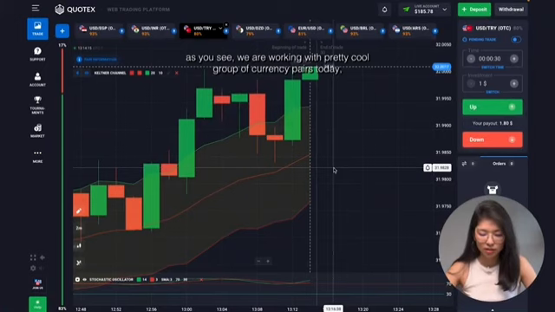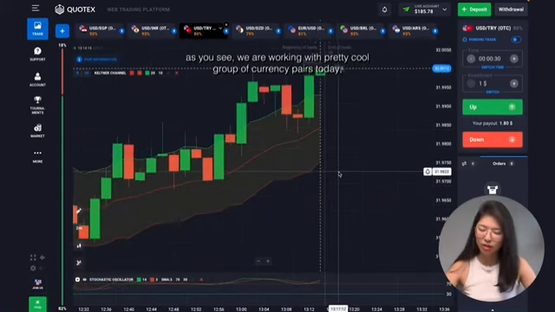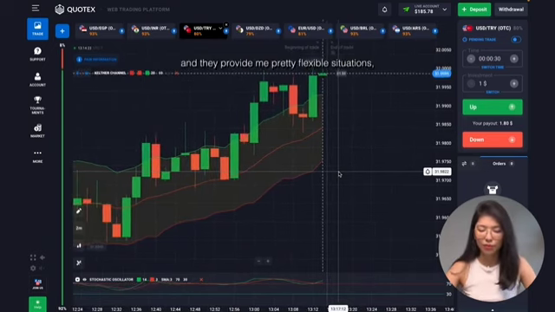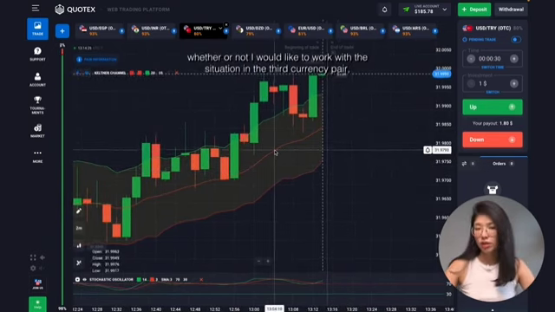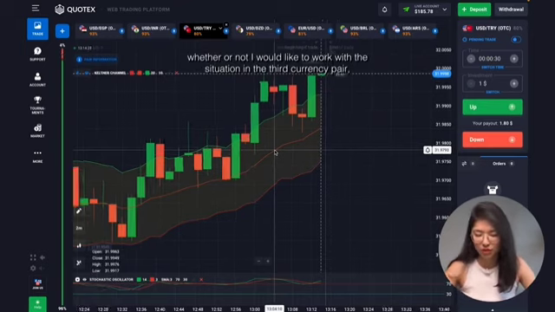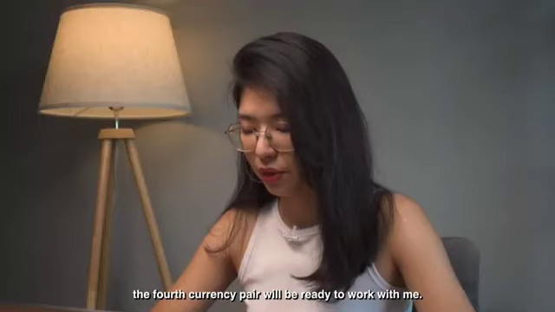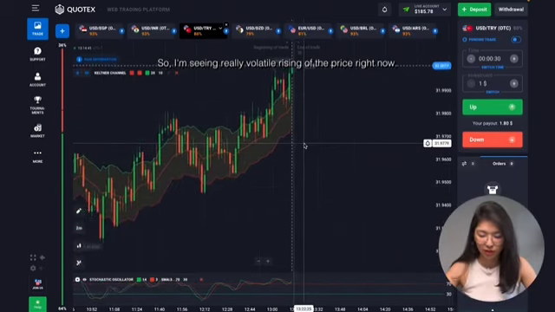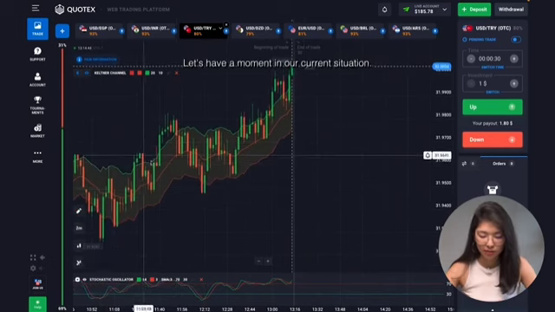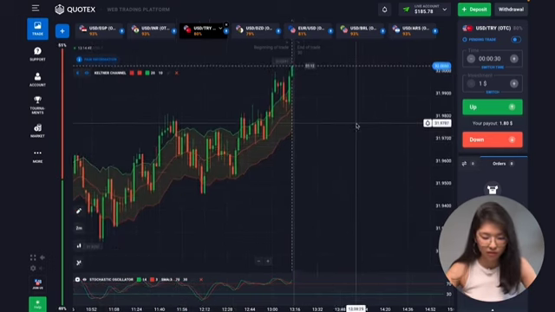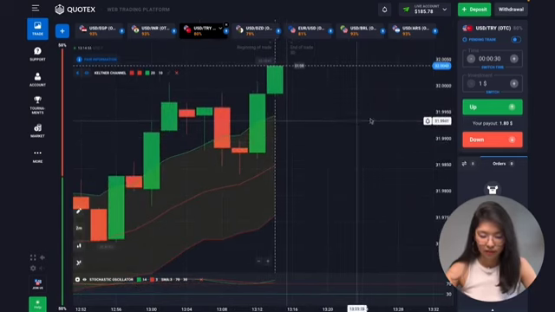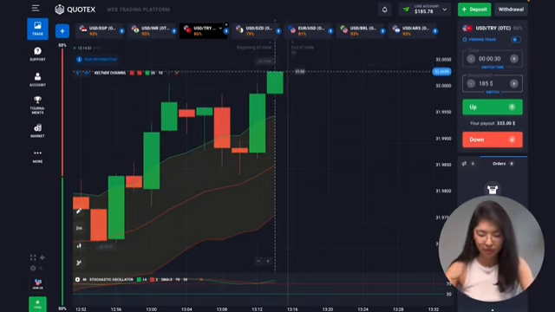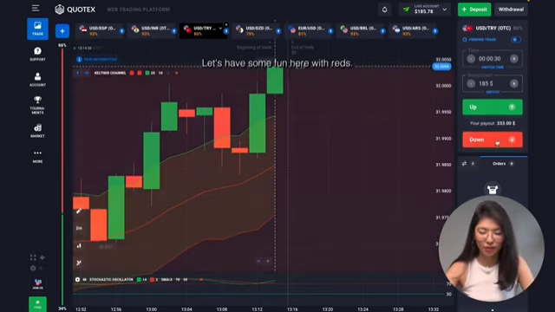So, as you see, we're working with a pretty cool group of currency pairs today. They provide me pretty flexible situations. Whether or not I would like to work with this situation in the third currency pair, the fourth currency pair will be ready to work with me. I'm seeing a really volatile rising of the price right now, so let's have a moment in our current situation. I will change my investment box to all in again. And let's have some fun here with reds.